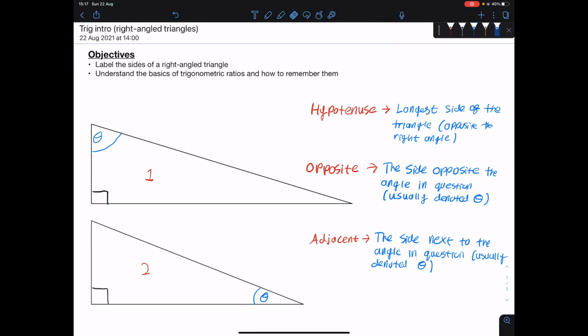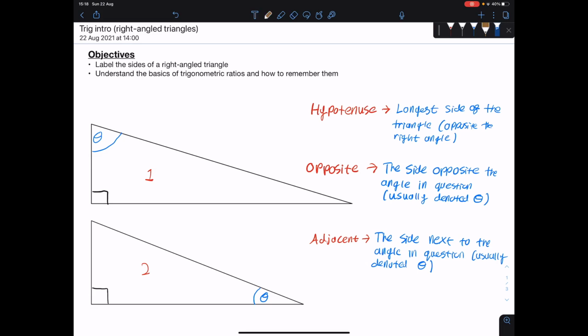Hello and welcome to this trigonometry introduction for right angle triangles. In today's video, you're going to be able to label the sides of a right angle triangle correctly and understand the basic trigonometric ratios and how to remember them.